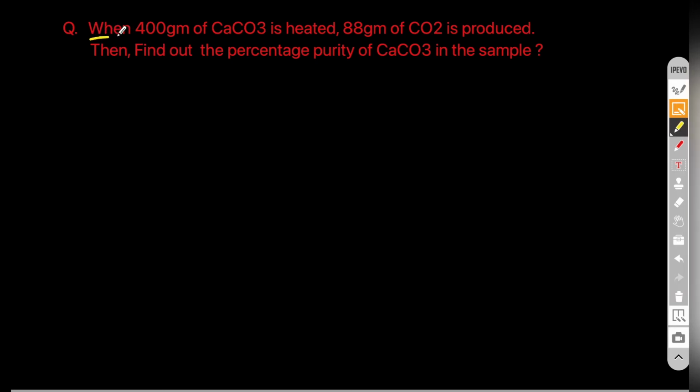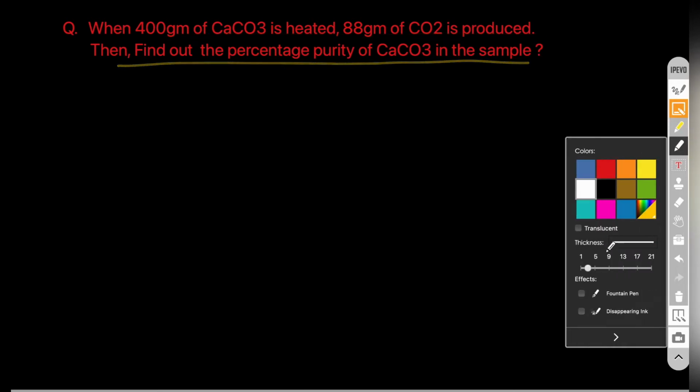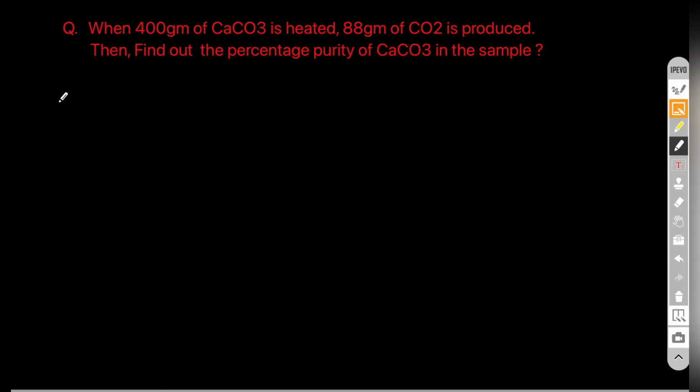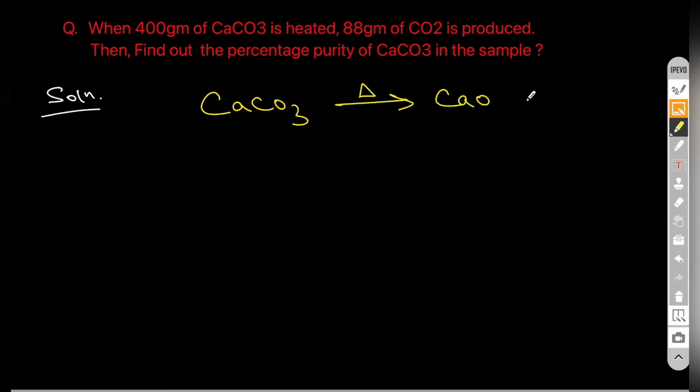Here we are given when 400 gram of CaCO3 is heated, 88 gram of CO2 is produced. Find out percentage purity of CaCO3 in sample. Pause the video and solve by yourself. Now we will solve it. Here CaCO3 on heating produces CaO and CO2. Here weight given is 400 gram for CaCO3. For CO2 produced, it is 88 gram.